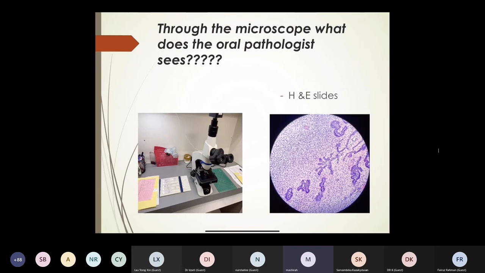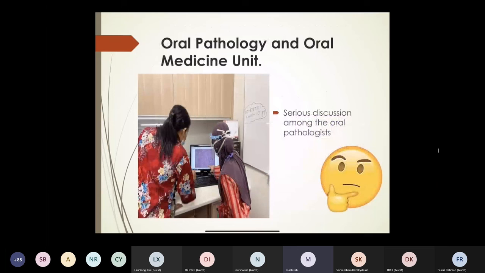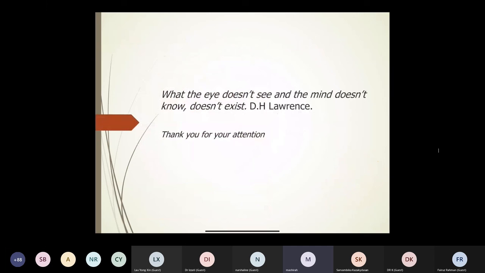What do we see under the microscope? On your right hand side is an example of H&E slides, which is blue and pink. And for difficult cases, usually the pathologists will get together and have a serious discussion.